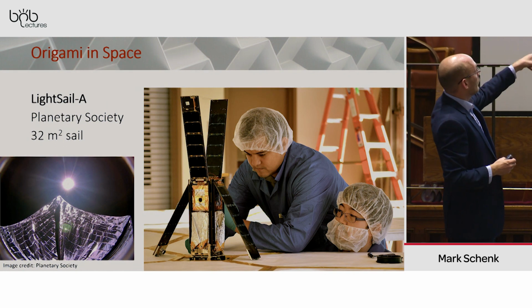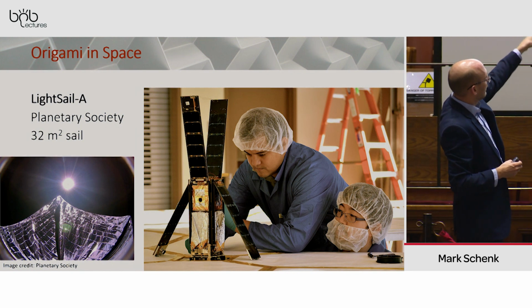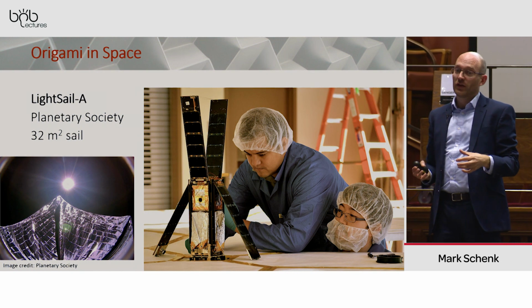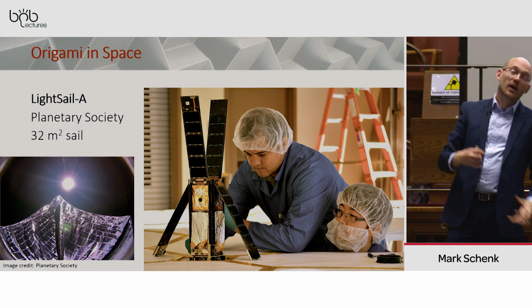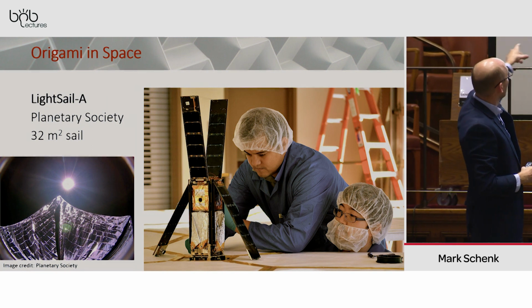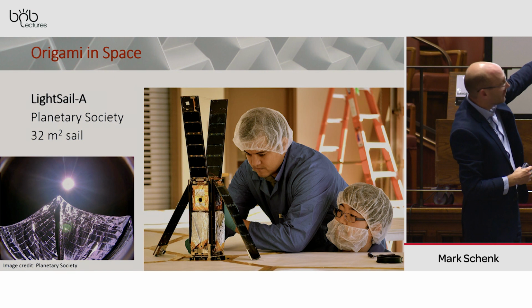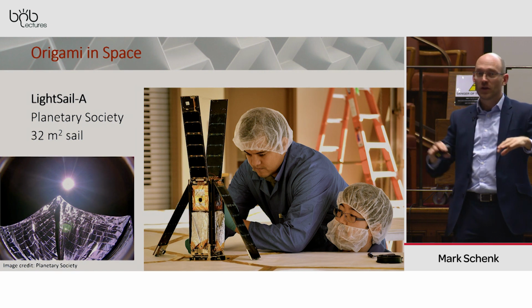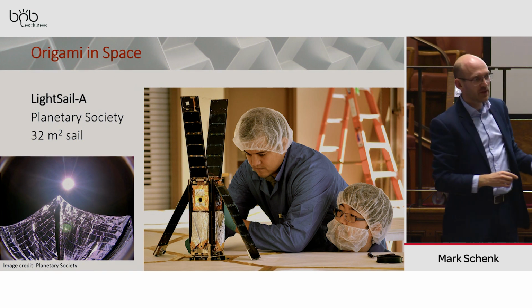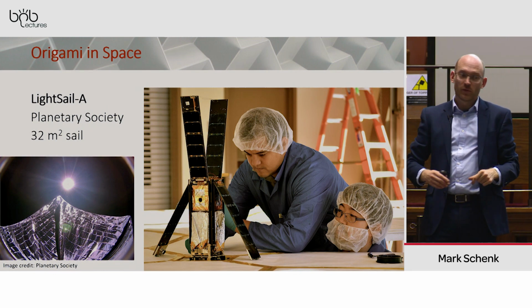So the reason I'm showing this, it's quite a small satellite. That satellite over there is a CubeSat. It's about yay big. And from that, they managed to unfold this sail. So you can kind of see the silvery stuff is the thin membrane. Just for size, the 32 square meters is about 5.5 meters by 5.5 meters.